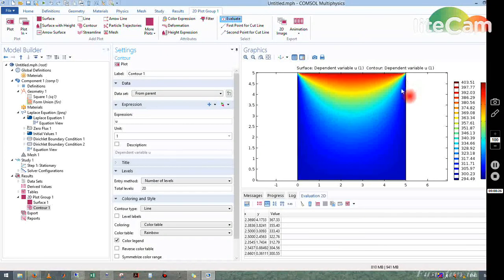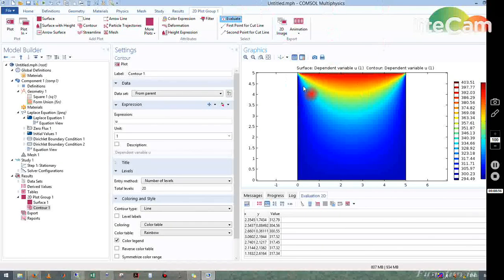Along this line the value of u will be the same. If I click here, see, this is 317. Again click here, it is also 317. So along this line it will have the same value, and if it is a temperature, it will be called isothermal lines.